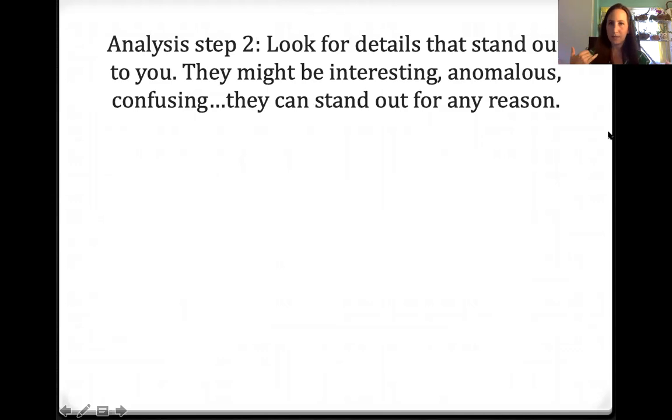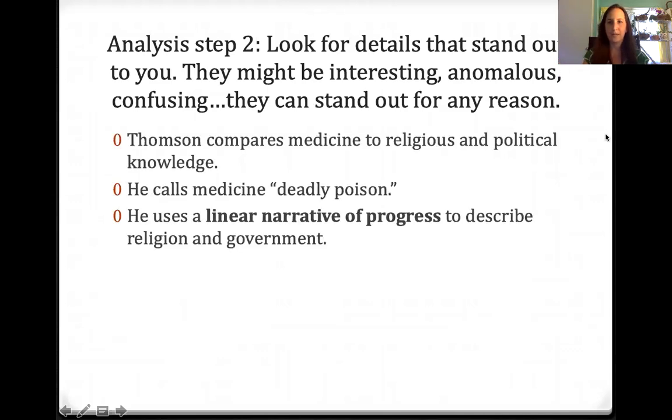They could be interesting, anomalous, confusing. They could stand out for any reason. I mentioned that he compares medicine to religious and political knowledge. He calls medicine deadly poison, and he uses a linear narrative of progress to describe religion and government. So religion went from priests keeping knowledge to themselves to sharing it with common people. Government went from being held in the hands of the few to democracy, with the idea that all men are created equal. So once he has that parallel between these 3 areas of human knowledge, then there's the implication that medicine should also, like religion and politics, get into the hands of the people.